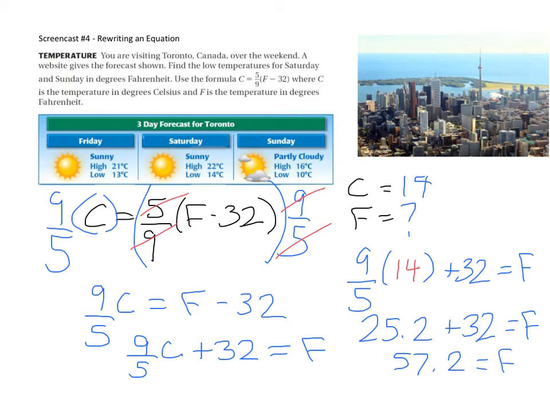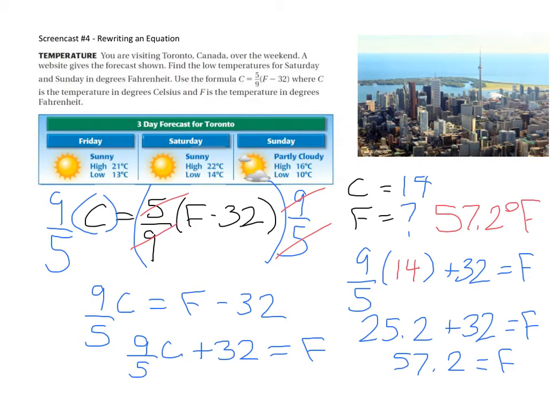And so therefore our final answer should probably be stated as a temperature. So it's 57.2 degrees Fahrenheit. And there it is, ladies and gentlemen. 57.2 degrees Fahrenheit is the equivalent temperature-wise to 14 degrees Celsius. And that's the low in Toronto for Saturday.